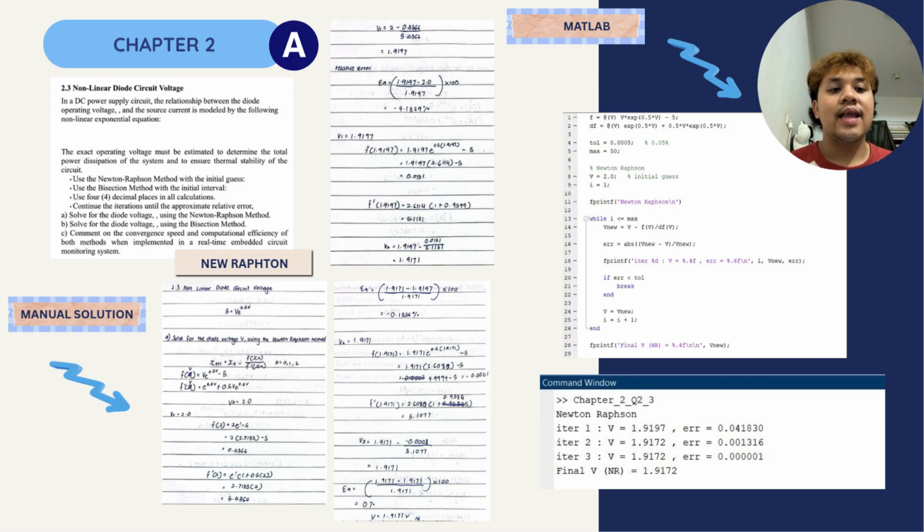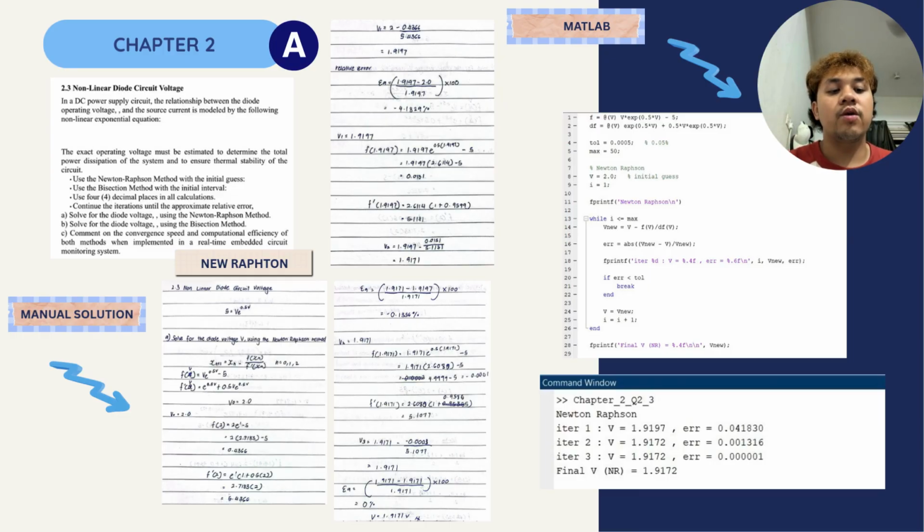For the manual calculation, I started with an initial guess of V equals 2.0. Then I substituted the value into the Newton-Raphson formula and repeated the calculation until the approximate relative error was below 0.05%. After a few iterations, the voltage converged to 1.9172 volts. To verify the result, I also implemented the same method in MATLAB.